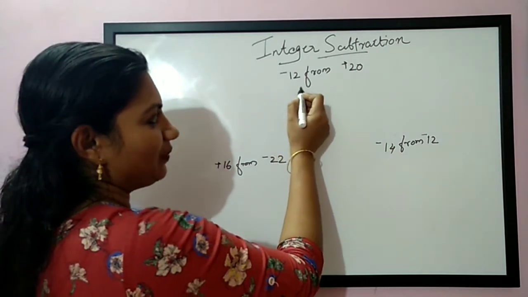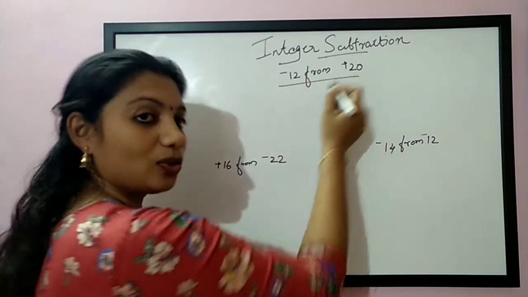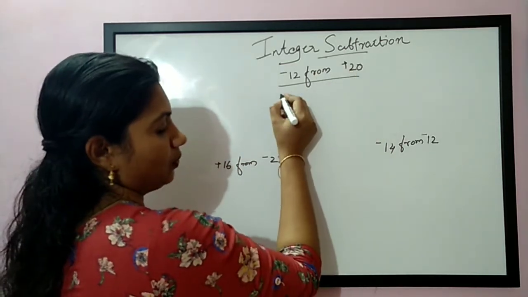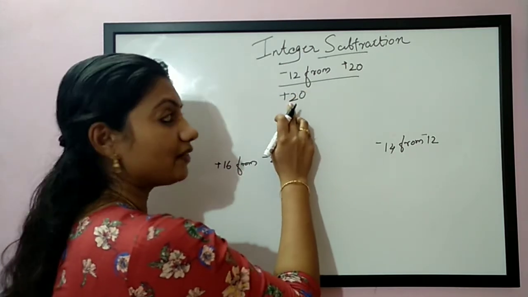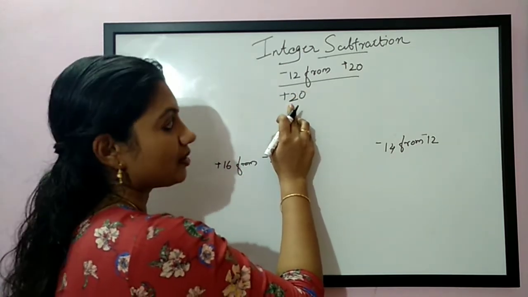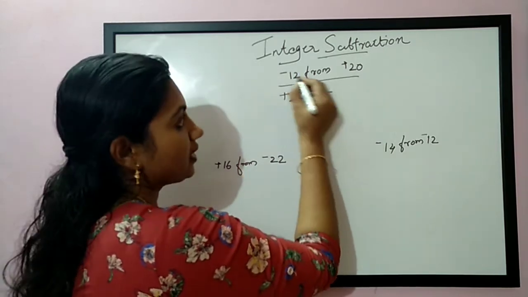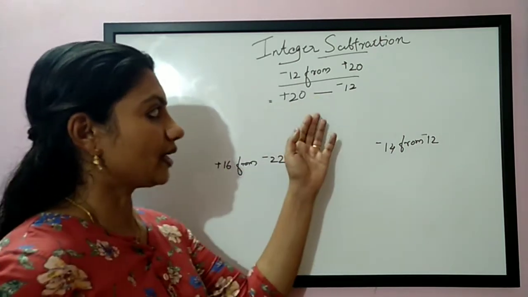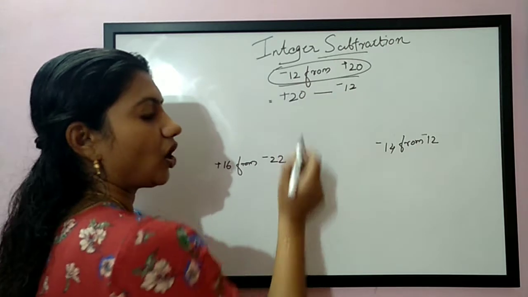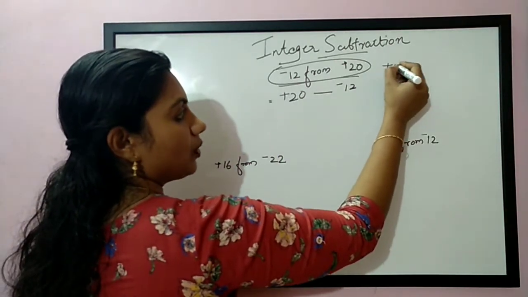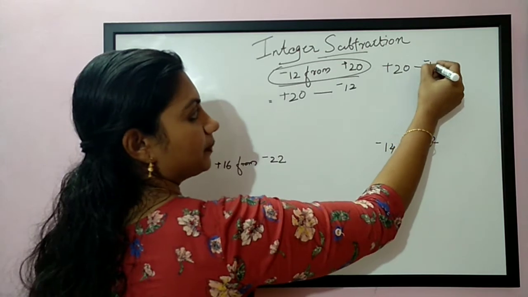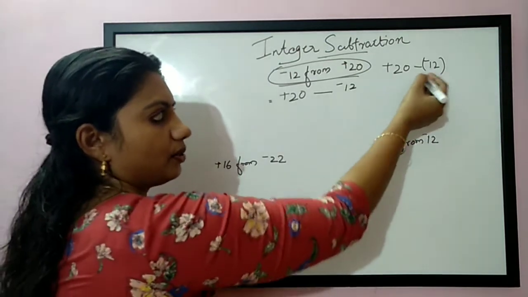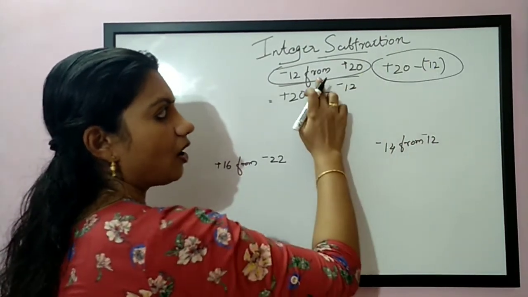I have subtract negative 12 from 20 as my question. So it mentioned from positive 20, so which comes first? Positive 20 comes first. And what is the symbol I have to give? Subtract negative 12. So this is my question. You can get a question like this, or you can get the same question like this. Either they will give a bracket or sometimes they won't give a bracket. So the question may be like this or it can be like this.